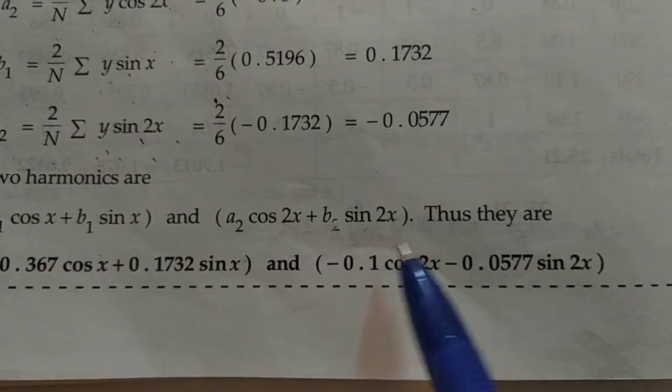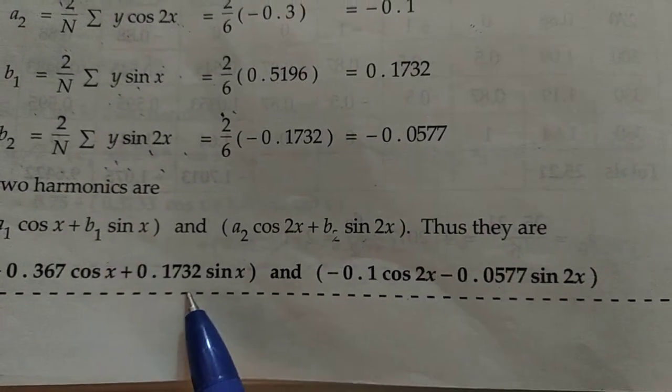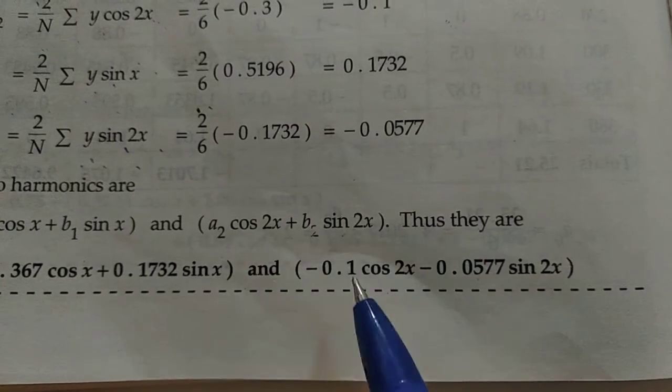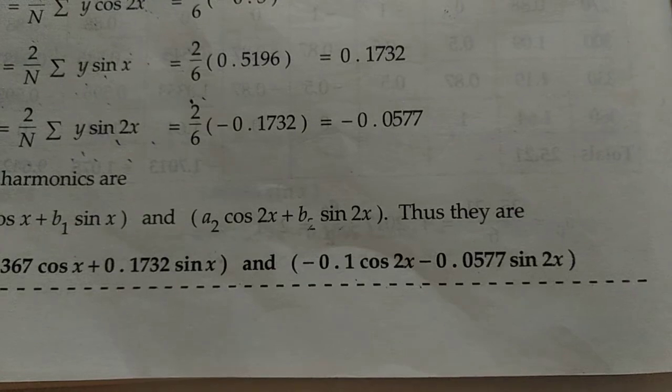So the first two harmonic series is given by a1 cos x plus b1 sin x and a2 cos 2x plus b2 sin 2x. So write the a1 value, cos x as it is, plus the b1 value, sin x as it is, and the a2 value, cos 2x as it is, and the b2 value and sin 2x as it is.